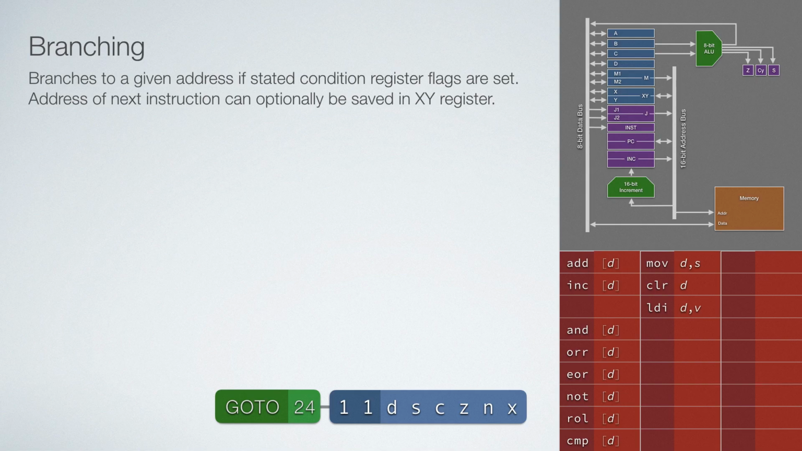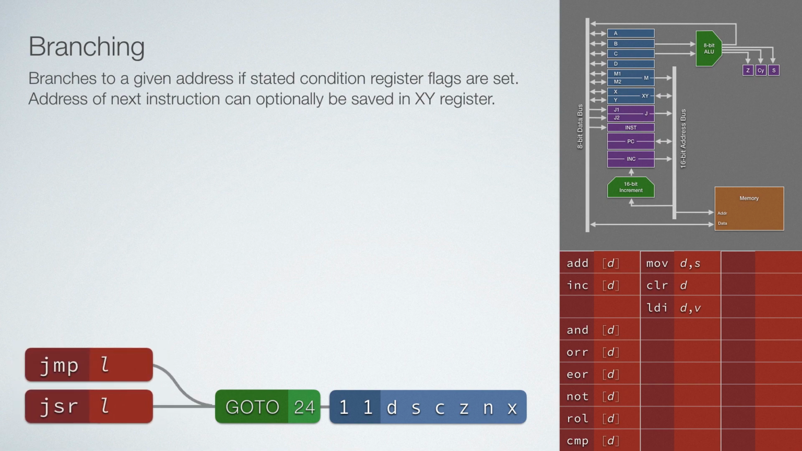Again, the opcode we introduced in my last video, but basically it starts with a 1-1, and then we have the destination, M or J. We have whether we want to jump on the sign bit being set, the carry, the 0, the not 0, and then finally the last one just optionally loads the XY register with the address of the next instruction before taking that jump. So let's look at the basic jumps first.